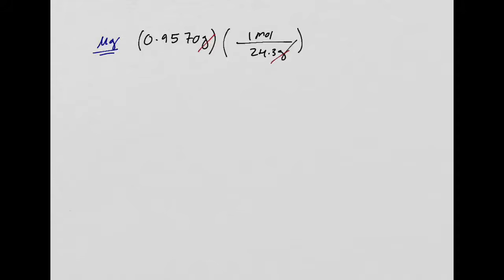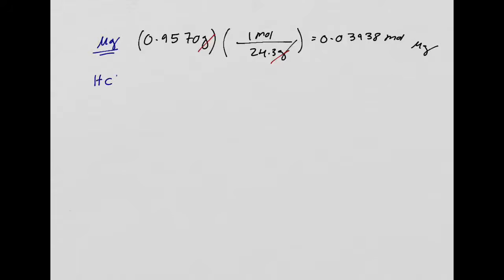Okay. So what I have, I use Mg. How much Mg do we use? 0.9570 grams. How do I convert it to moles? Molecular weight. 1 mole is 24.3 grams. That's just the molecular weight of Mg. So what I get is 0.03938 moles of Mg.